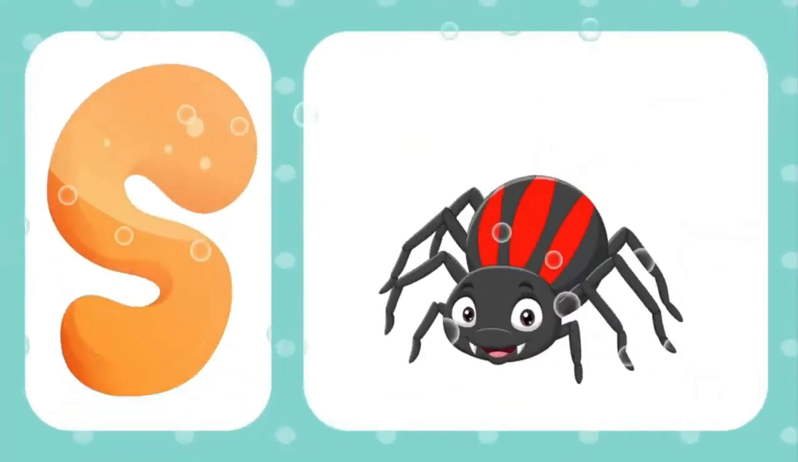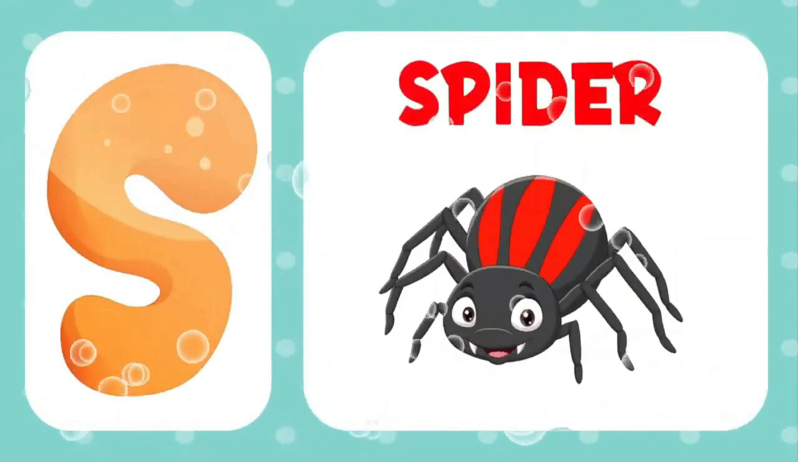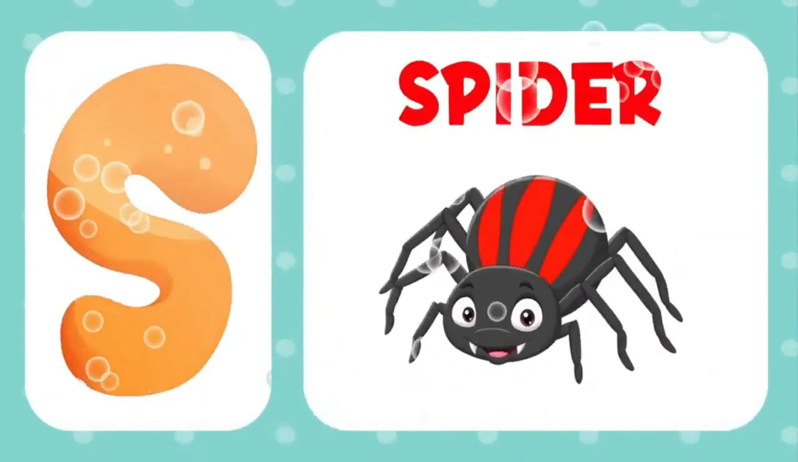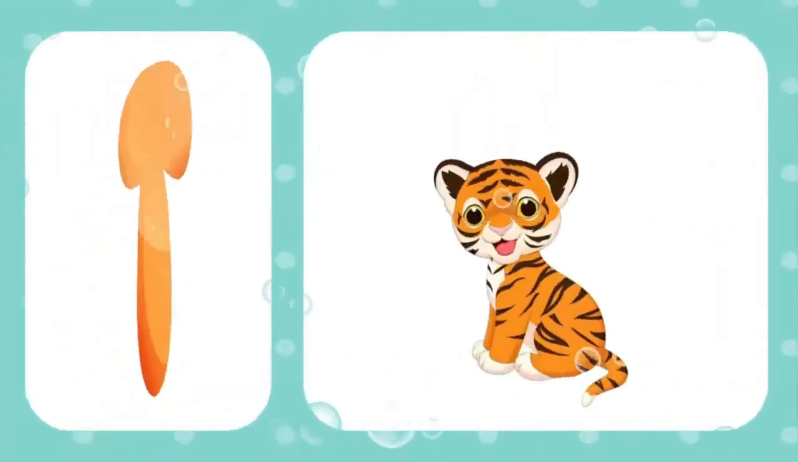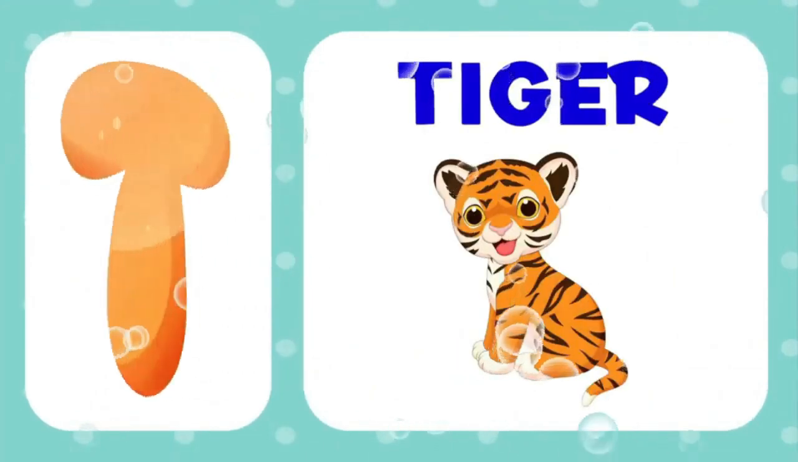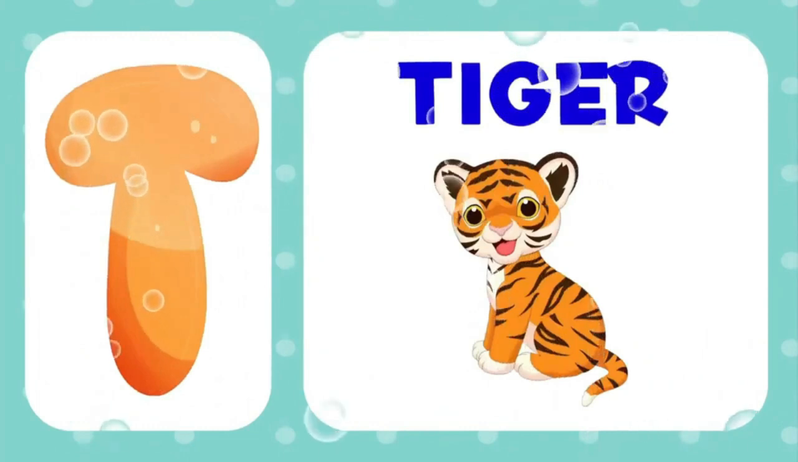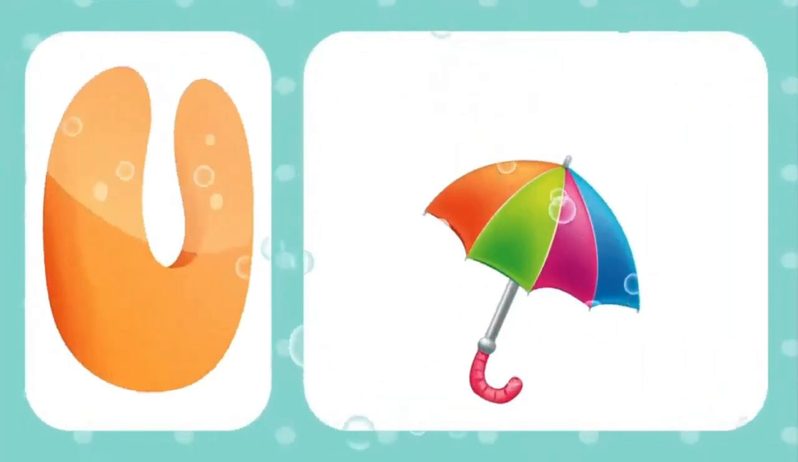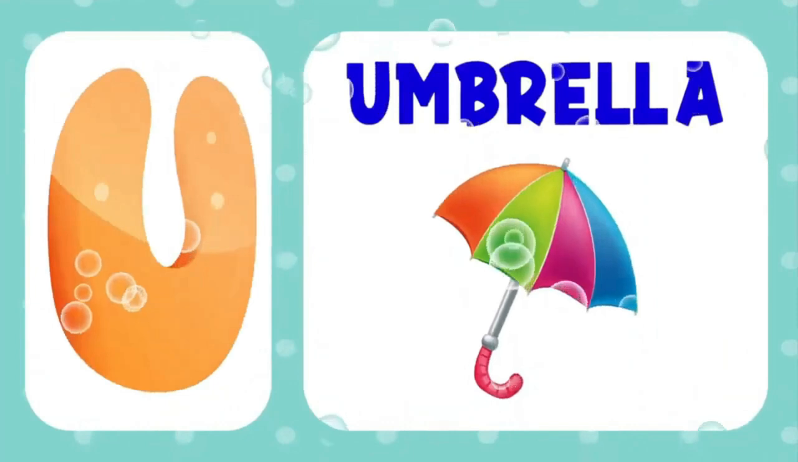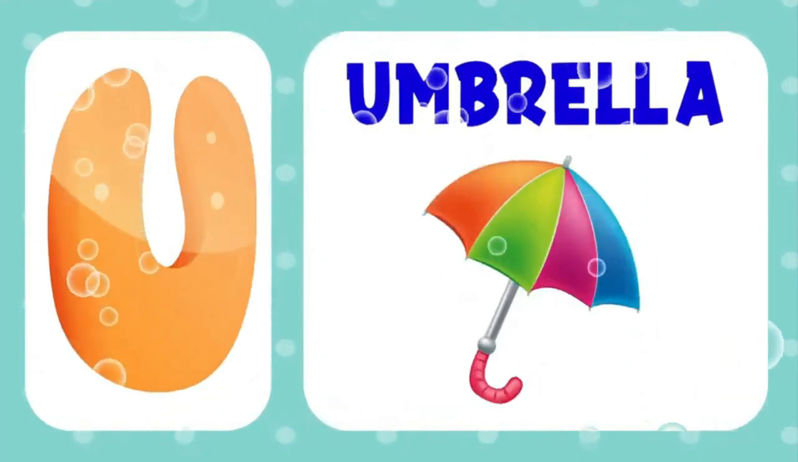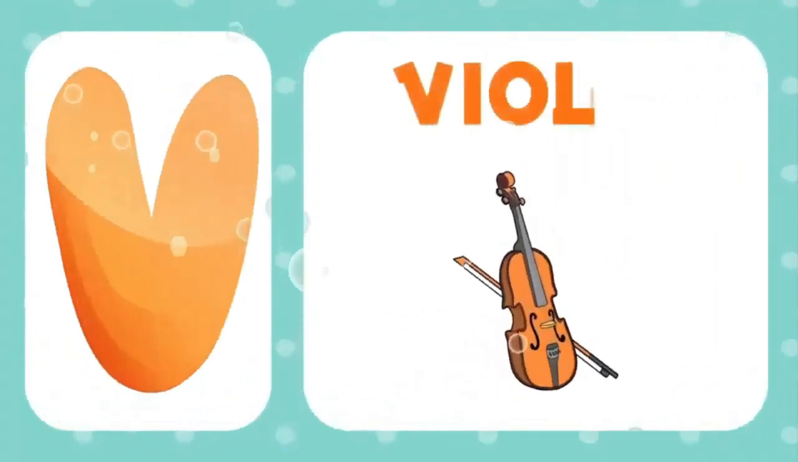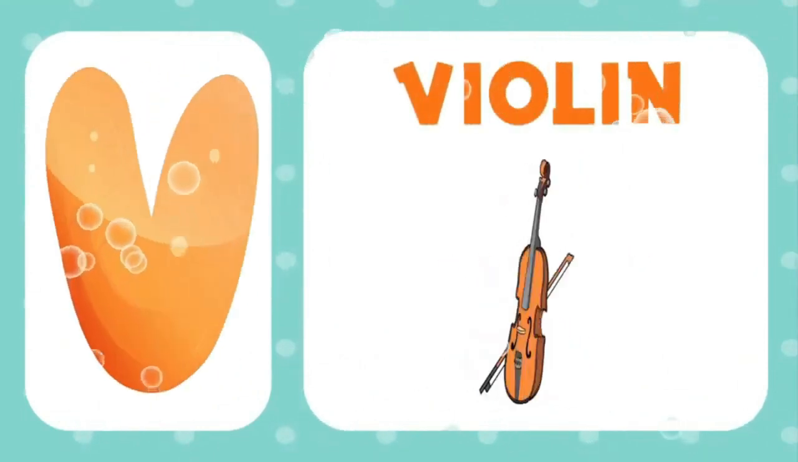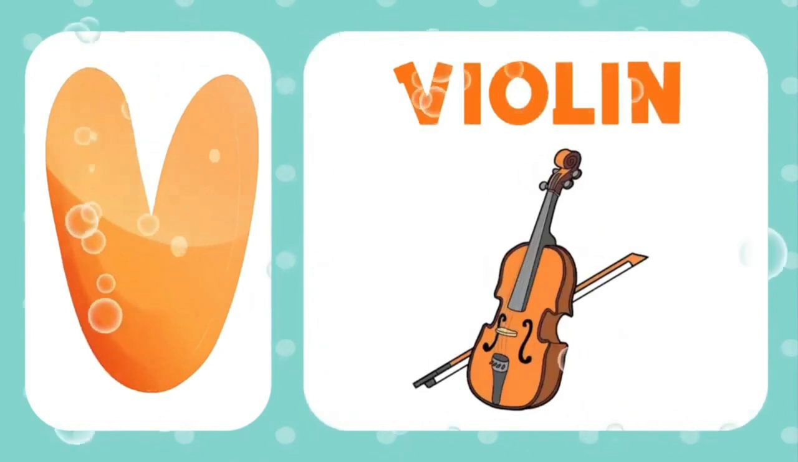S is for spider. S, s, spider. T is for tiger. T, t, tiger. U is for umbrella. A, a, umbrella. V is for violin. V, v, violin.